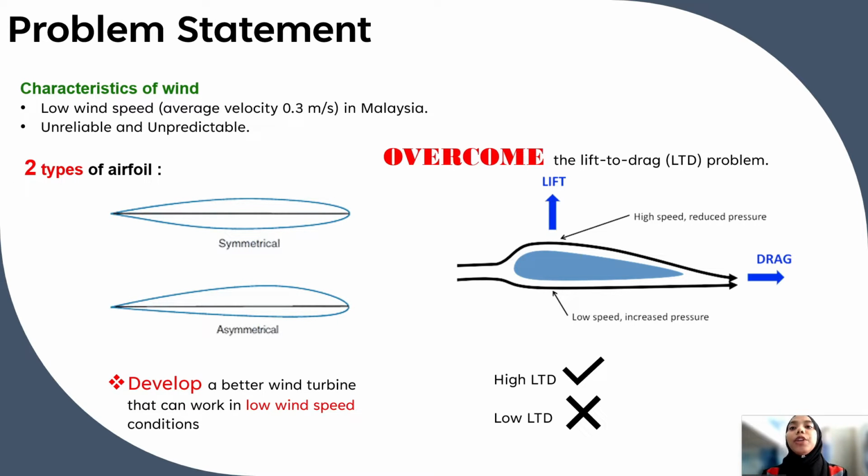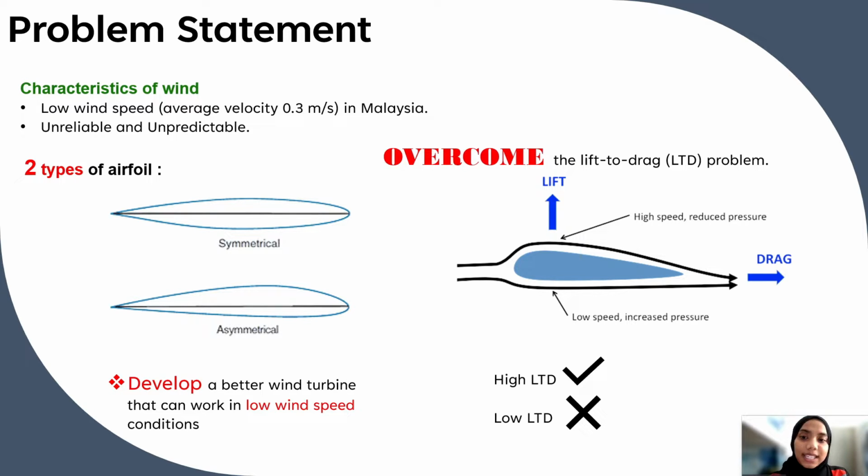As we know, renewable energy can play an important role. By using renewable energy, it can help to reduce environmental problems. And as I mentioned in this slide, the characteristic of wind in Malaysia is a low wind speed of around 0.3 meters per second, and it is often unreliable and unpredictable.